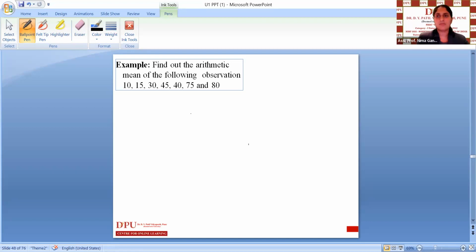So you have individual number of observations. What is the formula you are using? It is summation of xi upon n. This x bar is your arithmetic mean, or average you can say.